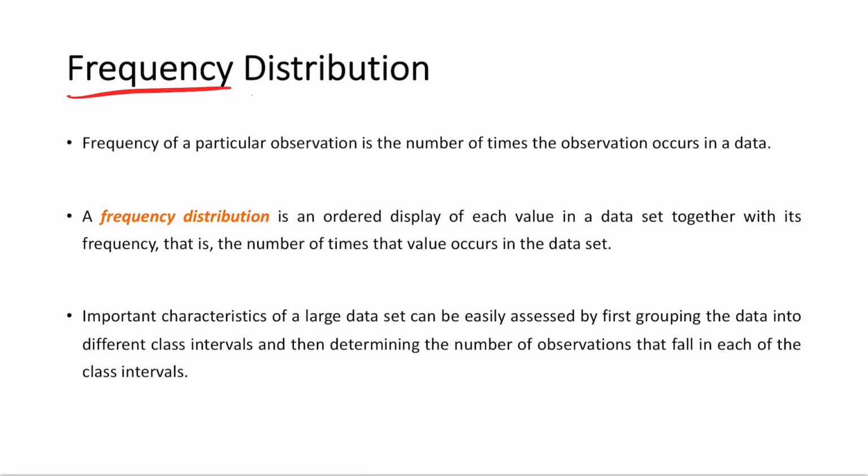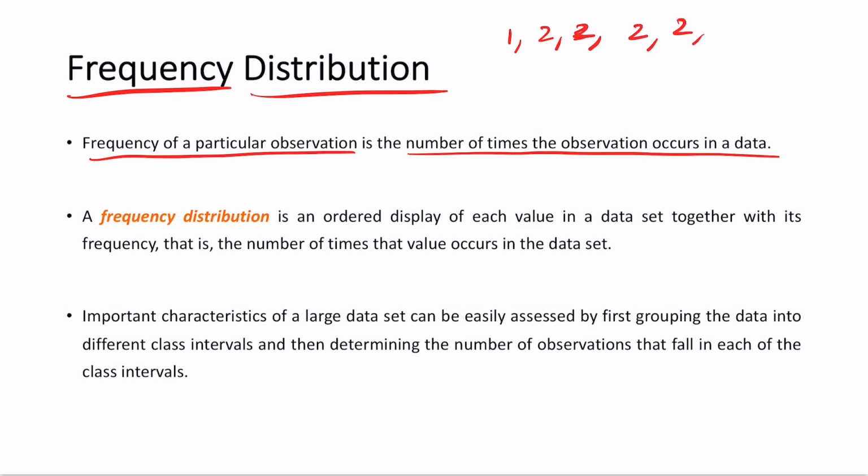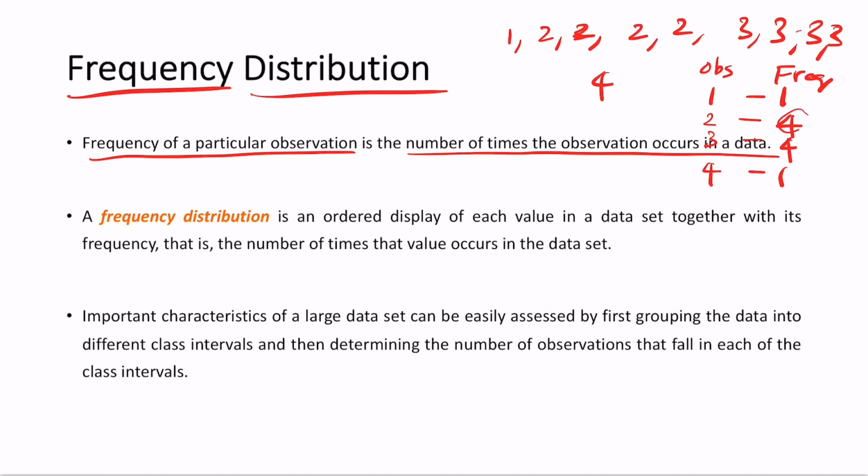Next, let's talk about frequency distribution. The frequency of a particular observation is the number of times the observation occurs in the data. For example, let's say I have data that says 1, 2, 2, 2, 2, 3, 3, 3 and 4. How do you find the frequency of each of these values? 1 occurs 1 time. 2 occurs 4 times. 3 occurs 3 times. 4 occurs once. So frequency is the number of times that you see a particular value in the data. That number of repetitions is what we call the frequency of the particular value.